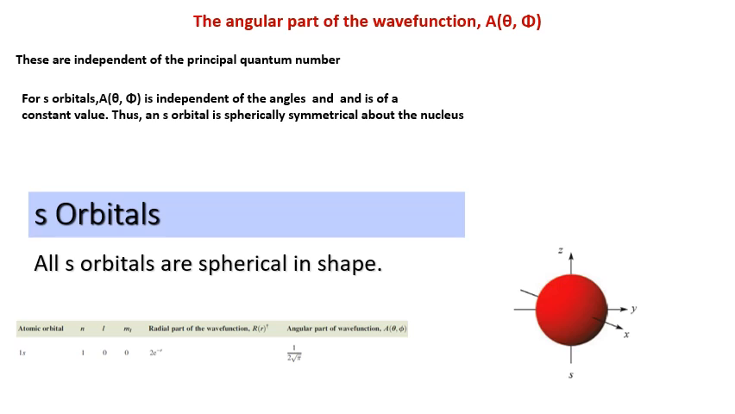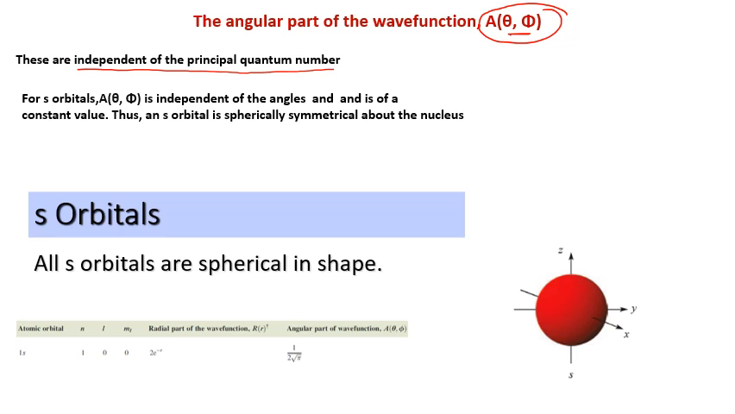The angular part of the wave function is given by this representation, capital A within brackets theta and phi. So there are two variables, theta and phi, and this angular part of the wave function is independent of the principal quantum number. So basically, the principal quantum number will not dictate this parameter.